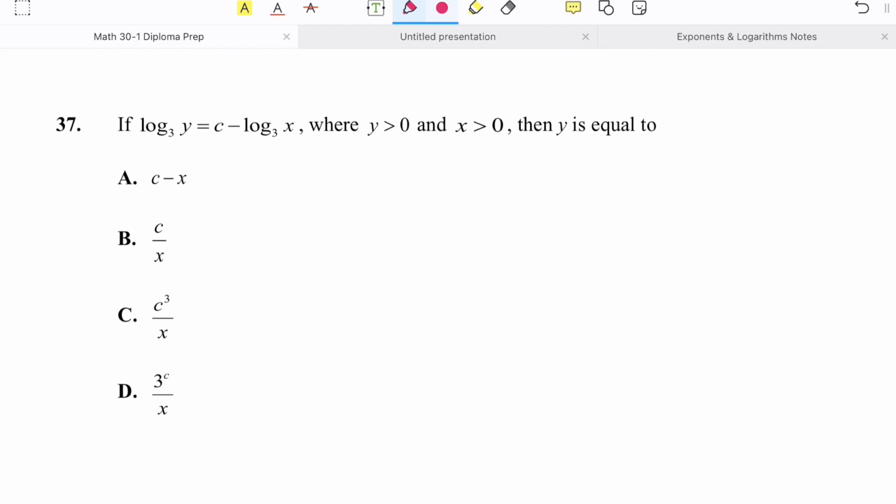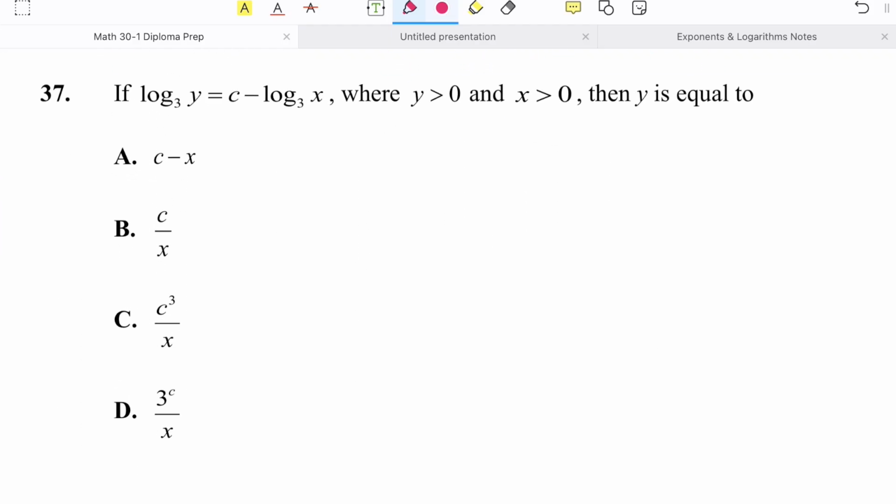Let's try this question. They have given us the log function where y is greater than 0 and x is greater than 0, has to be right, and y is equal to what? So let's try figuring this out. So we know log base 3 of y, c minus log base 3 of x. Let's bring all the logs to one side.